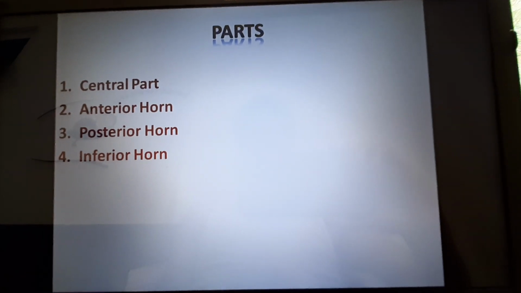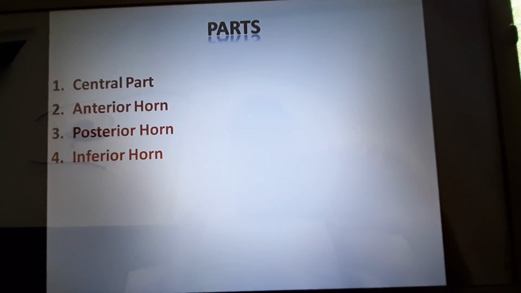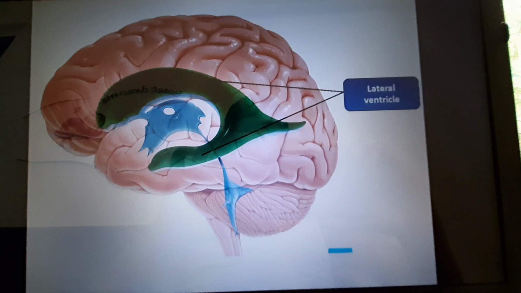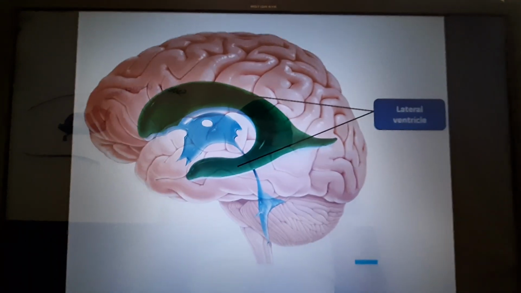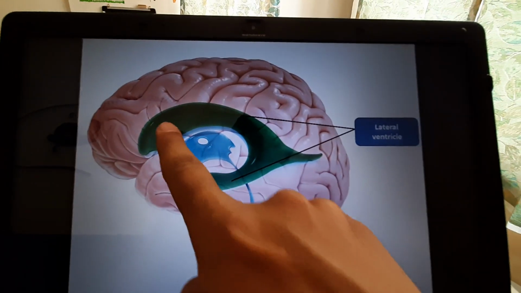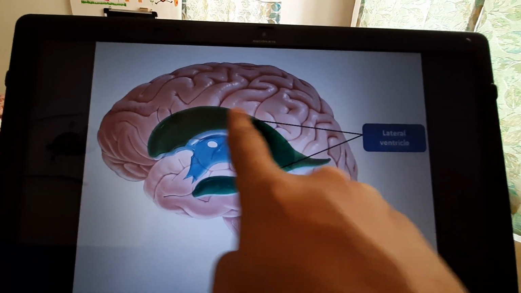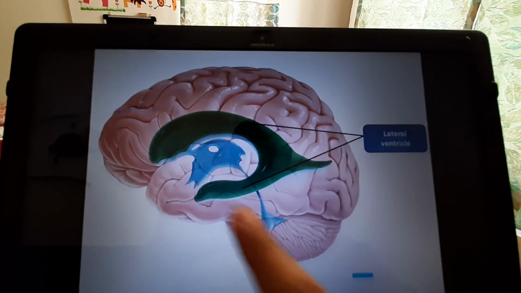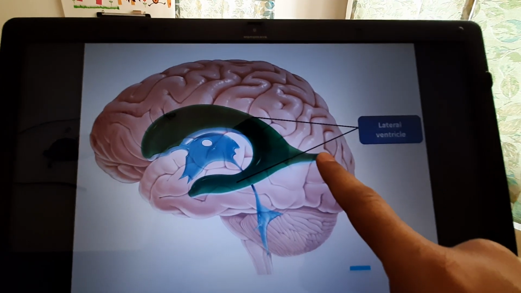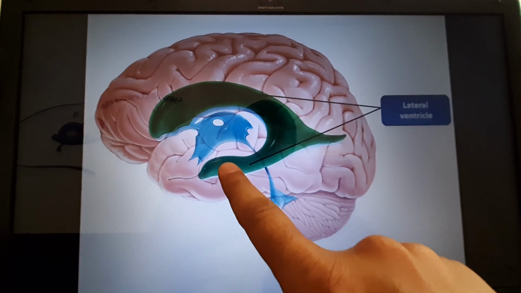So each lateral ventricle has four parts: a central part, an anterior horn, a posterior horn, and an inferior horn. This is a diagrammatic representation of the lateral ventricle. As you can see, the green colored part is C-shaped. We can see the three horns over here. This is the anterior horn which lies in the frontal lobe, the posterior horn which lies in the occipital lobe, and the inferior horn which lies in the temporal lobe.